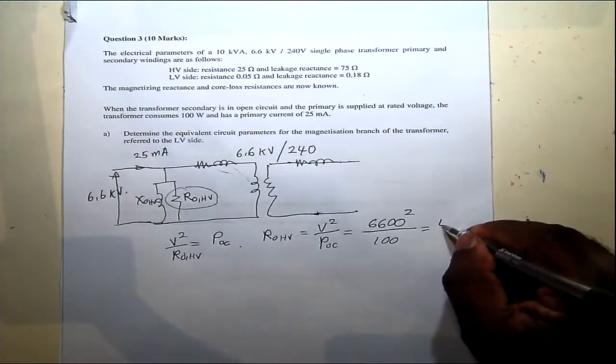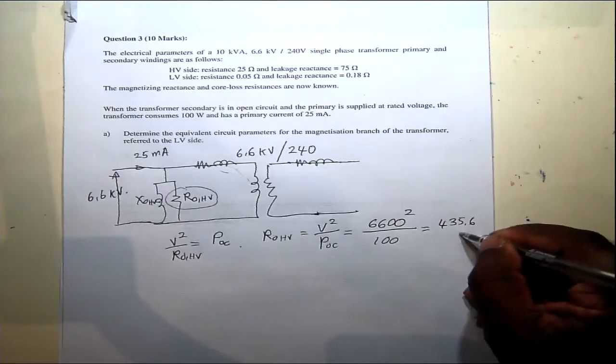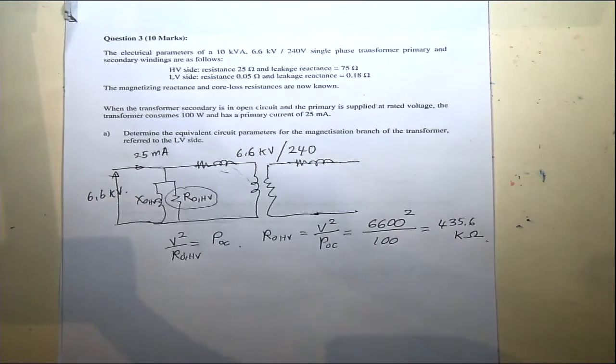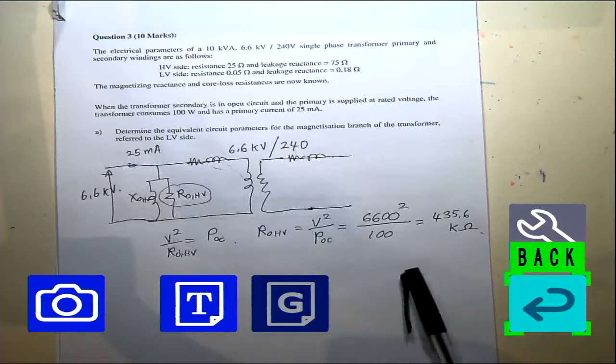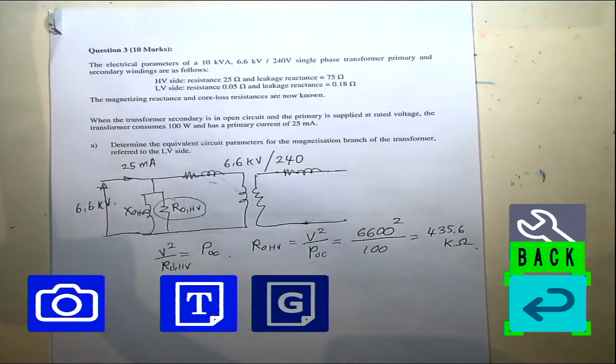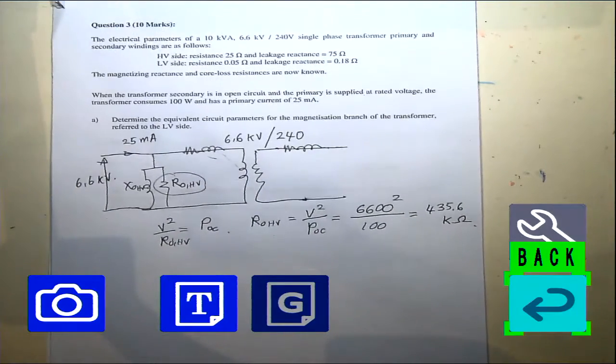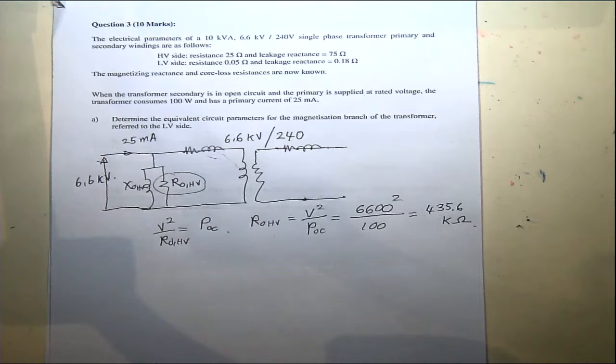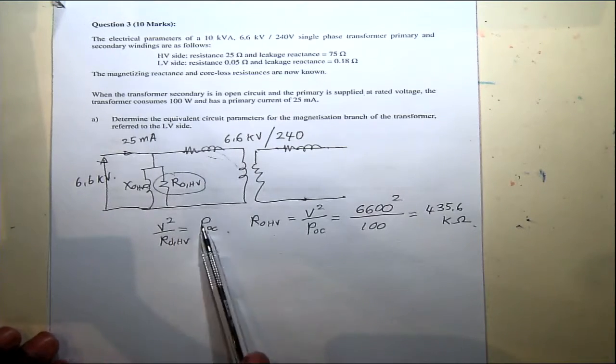So that's 435.6 kilo ohm. This is on the high voltage side, but then you are asked to find the impedances on the low voltage side. So you have the real power.